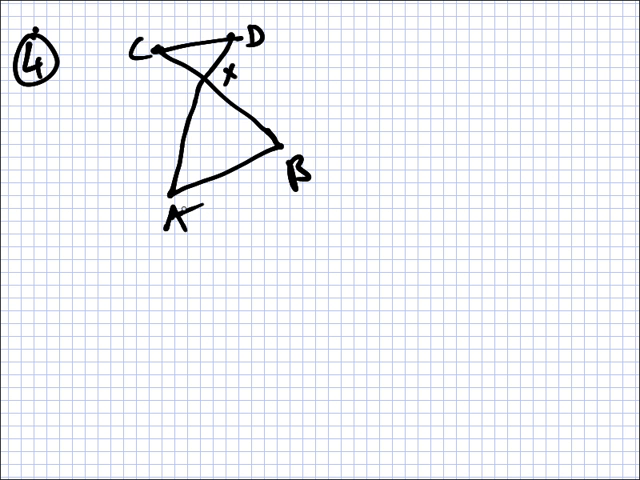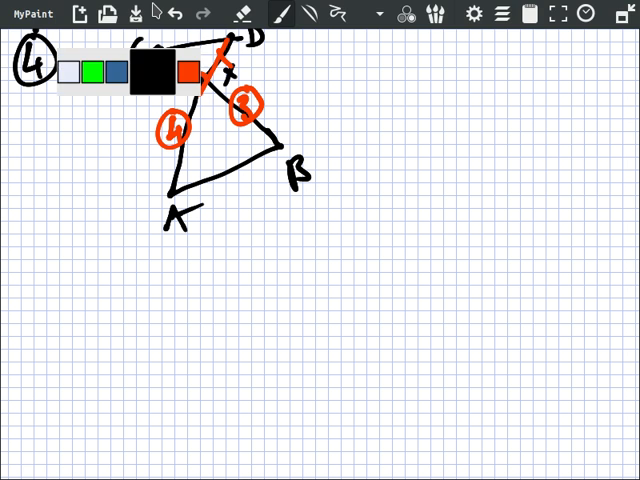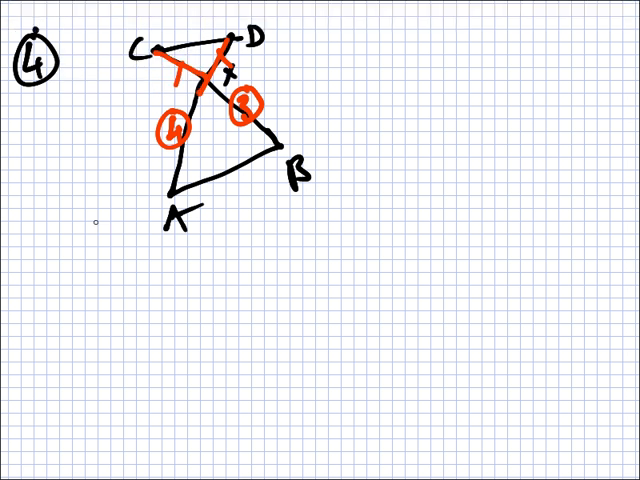The vector xc is the same length as xd. So what I'm saying is this and this are the same length. The vector xA is 4 times the length of xD. So this side is 4 times bigger than this one here. The vector xB is 3 times bigger than this side, xC. Okay, first question. Find AX in terms of AD.